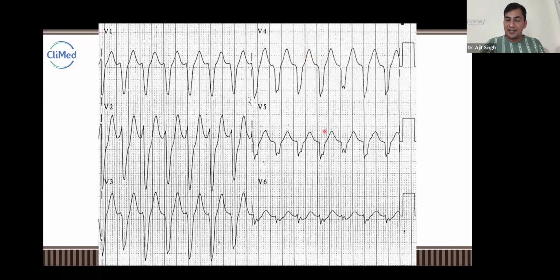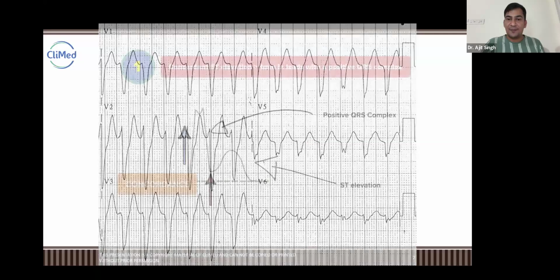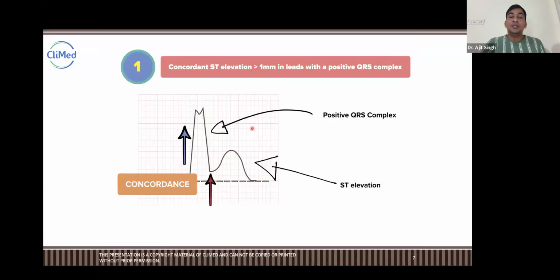You did not understand, guys, right? Okay, let me try here. So look at this. Concordant ST elevation, or concordance, is more than 1 mm in leads with a positive QRS.